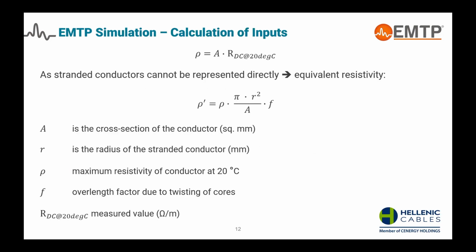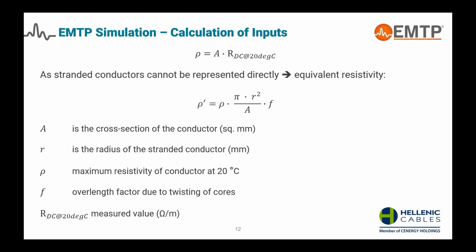About EMTP simulation now, we have to make a preparation and calculate the inputs that we will insert in our model, the new line cable data model of version 4.2. Firstly, we have to calculate the resistivity at 20 degrees. This comes from the product of the cross-section and DC resistance at 20 degrees. I have to notice here that this DC resistance is not according to IEC standards, but is measured as well in these specific samples from our quality control, let's say.